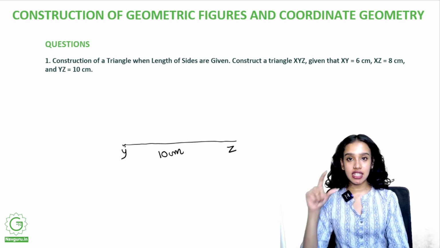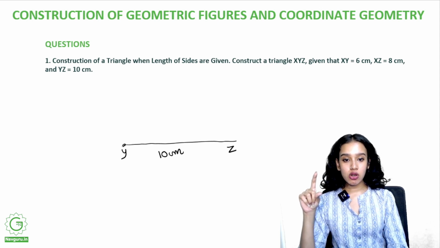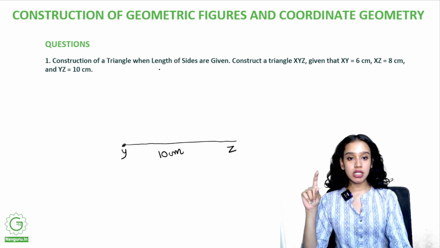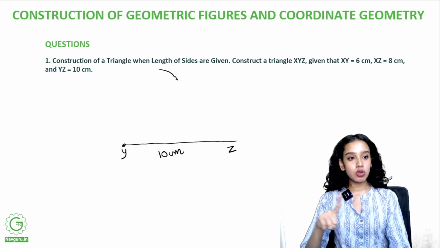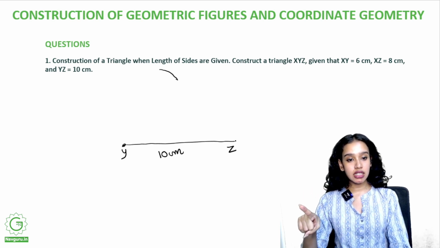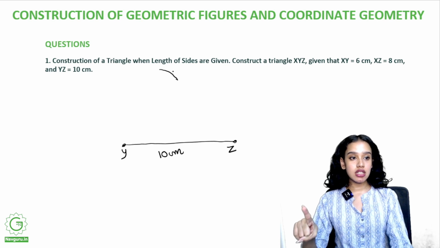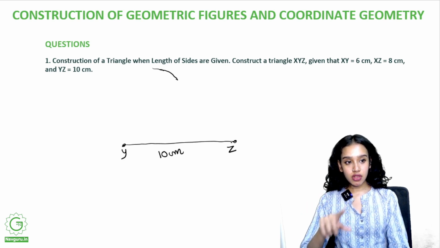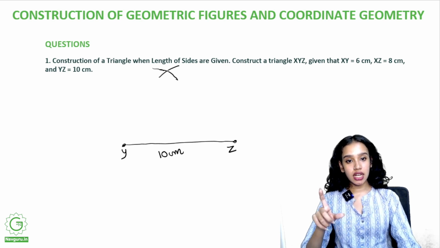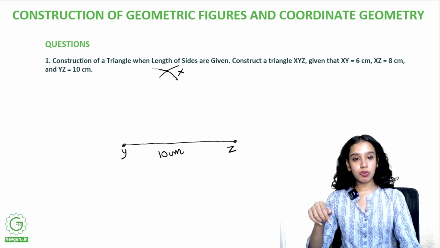So I'll take 6 centimeter in my compass, place it on Y, and I'll draw an arc which is 6 centimeter from here, right? Now XZ is equal to 8 centimeter. From Z, the distance to the point X is equal to 8 centimeter. So again, I'll take the compass at 8 centimeter and draw an arc here. I'll get a point like this, and this would be X.